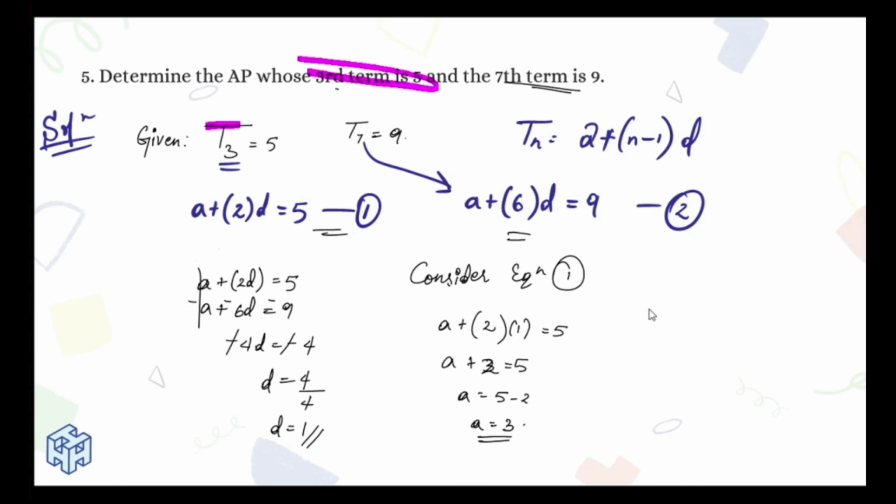Now let me find the second term. The second term is nothing but adding the difference. So our first term a is equal to 3. Similarly, our second term a2 can be 3 plus 1, which is 4. Similarly, our third term a3 can be 4 plus 1, that is 5. So therefore the AP is 3, 4, 5, and it goes on up to n. So this is the solution for this question.